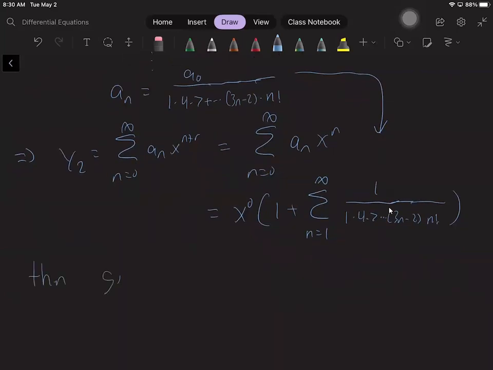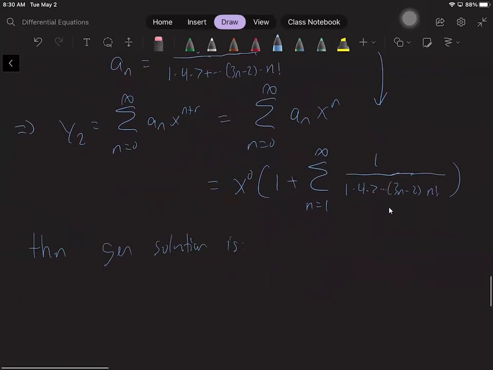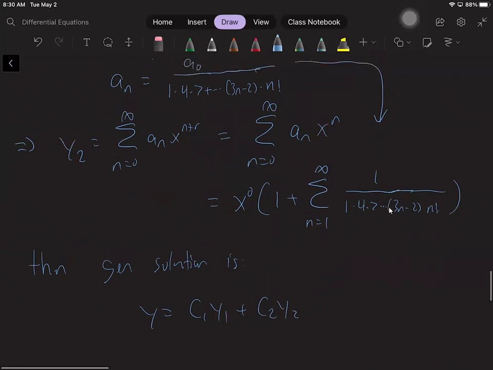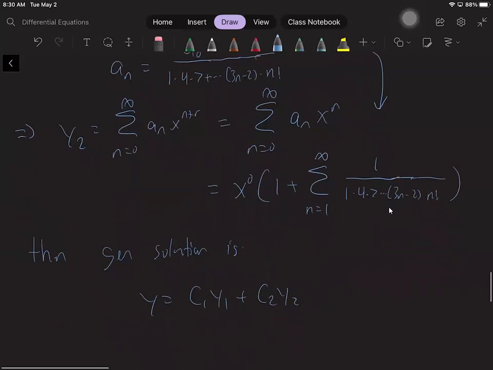Then the general solution is, we have 2 linearly independent power series solutions. So the general solution will just be their general linear combination. So we're just going to write it like this every time so that we don't have to write out the power series again. But this is y2 that we just found, and y1 was up above.